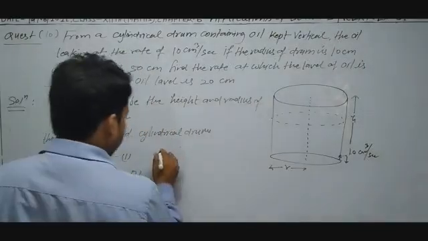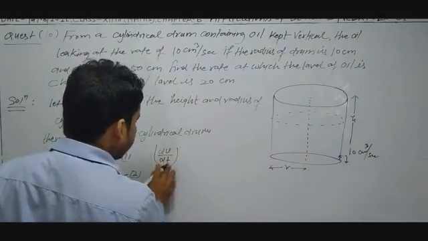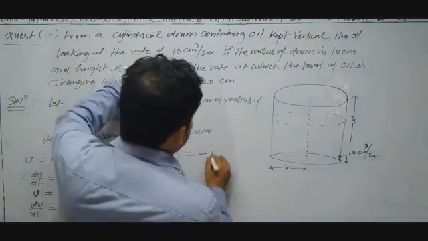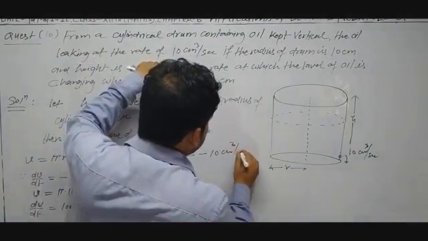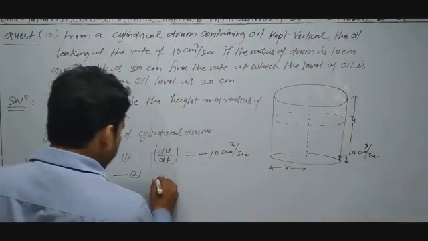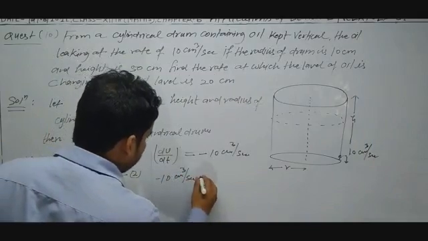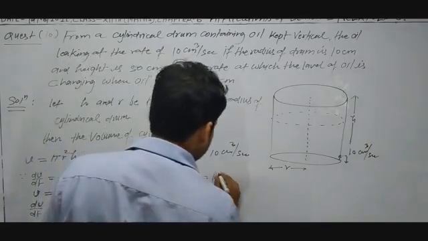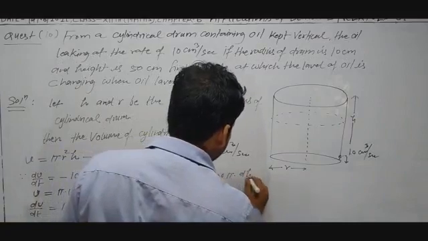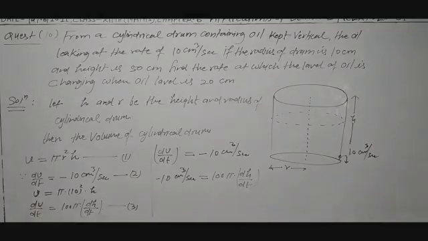So 100 pi, the dV by dt value is given, that is minus 10 cubic centimeter per second, and put this value. So the result will be minus 10 cubic centimeter per second is equal to 100 pi into dh upon dt, and after calculation you will get minus 1 upon 10 pi. Minus 1 upon 10 pi means height is decreasing.